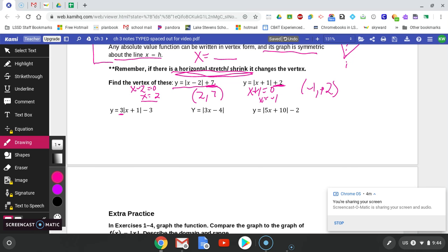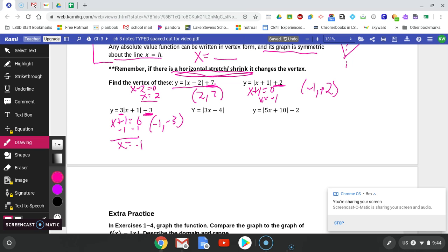The next one, this 3 out in front, does not change the vertex at all. It's going to make it a skinnier graph. It's going to make it go up faster, but it's not going to change the vertex. So I still set x plus 1 equal to 0, what's inside my absolute value equal to 0. Subtract the 1 on both sides, and that gives me the x-coordinate. So this is going to be (-1, -3). My y value is always just that number.